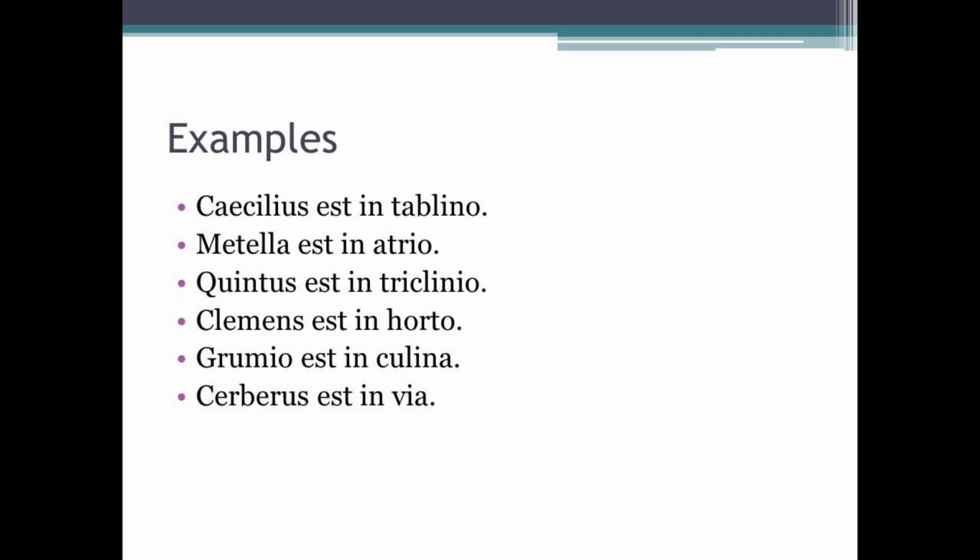Now let's find out where each one of the family members is. Caecilius est in tablino. Caecilius is in the study. Metella est in atrio. Metella is in the atrium, or main room. Quintus est in triclinio. Quintus is in the dining room. Clemens est in horto. Clemens is in the garden. Grumio est in colina. Grumio is in the kitchen.